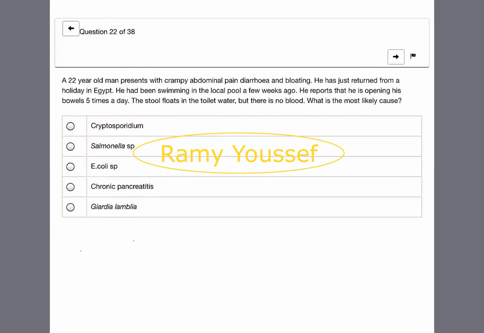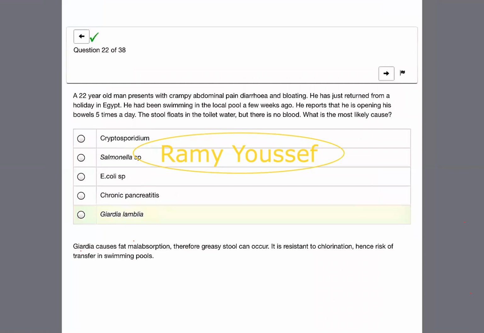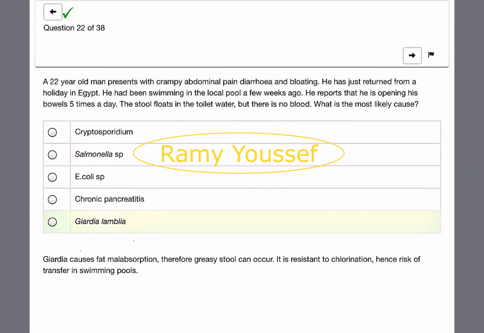Okay, here is the idea he wants you to know: Giardia lamblia is associated with swimming pools. Cryptosporidium, we said, is in an immunocompromised patient, or a patient receiving immunosuppression, or post-transplant, or HIV. Salmonella species has a different scenario. E. coli also the same. Chronic pancreatitis, there is nothing in the scenario that tells us the patient has it. The only thing is that he was in a local pool a few weeks ago, this is the keyword here. And also the greasy stool, the stool floats in the toilet water because Giardia lamblia causes malabsorption of fat, so it makes this problem. Okay?